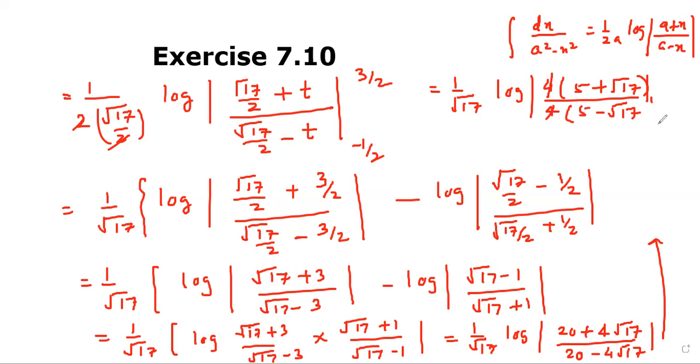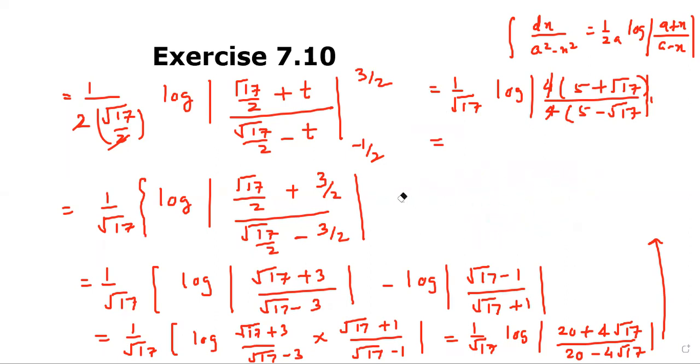Now, if we wish, we can rationalize this term, and on rationalization we will get, I'm not writing the steps, that is your work. So it will be 1 upon root 17 log of 21 plus 5 root 17 divided by 4. Now, let's go to next question. Question number 7.